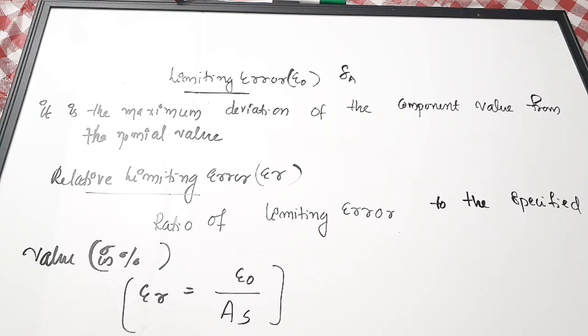Now we are going to see the relative limiting error or the relative error when the quantities are combined in various ways. That is, when two quantities are added, when two quantities are subtracted, and when we are taking the product of two quantities, how the relative error is going to come. What are the equations we are going to see.